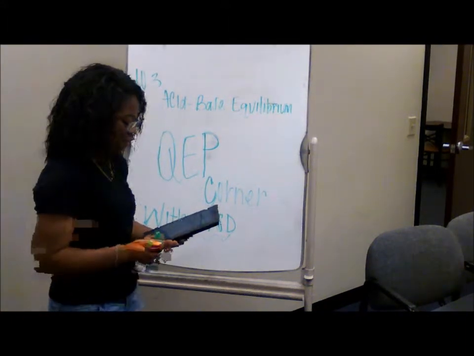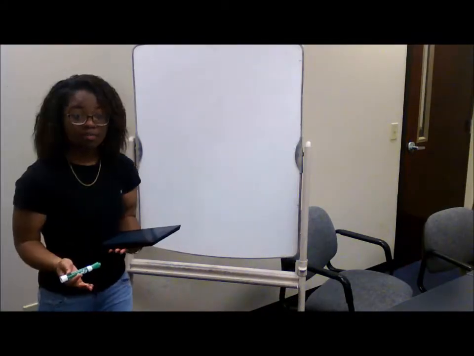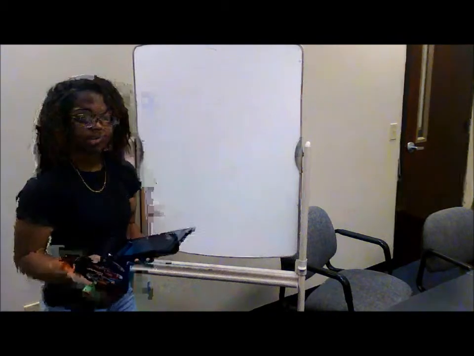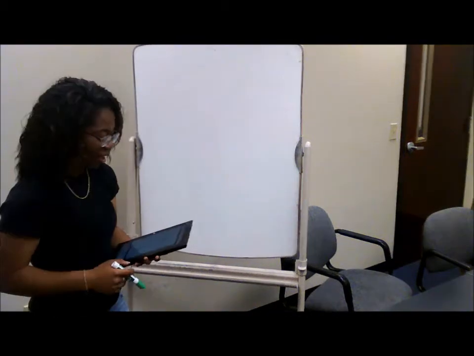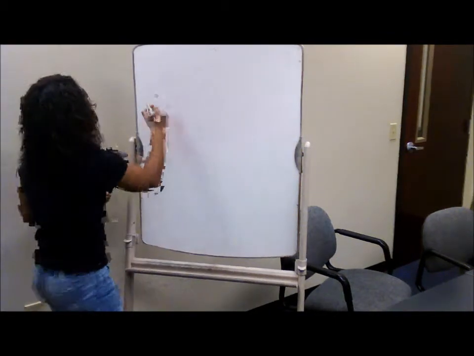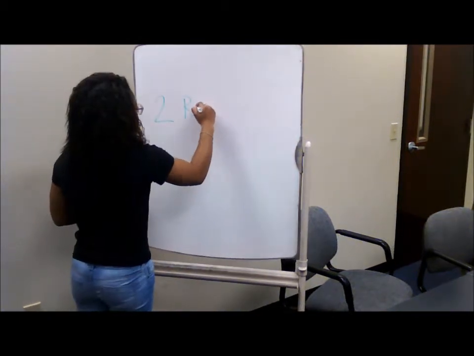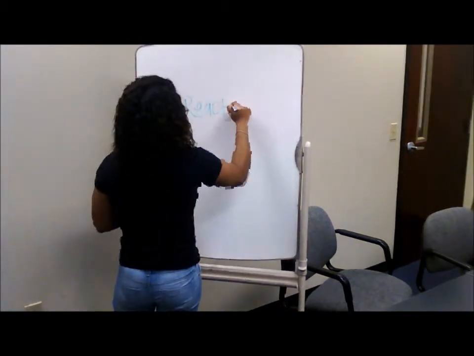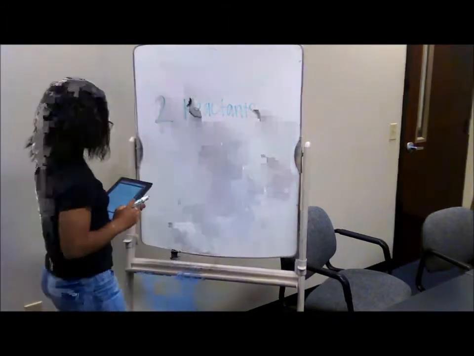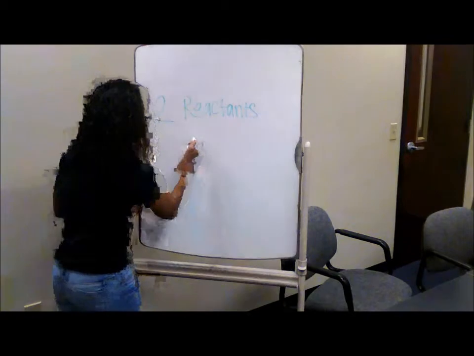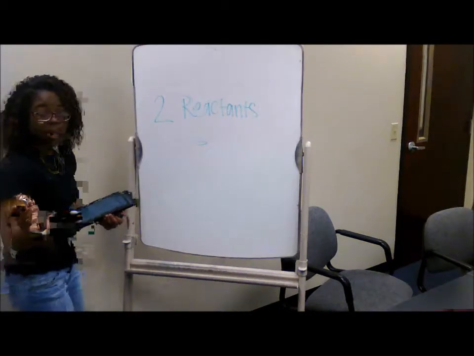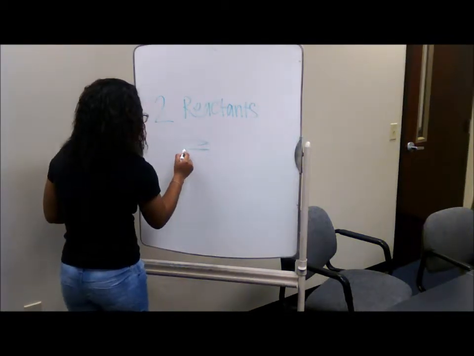Now that you all have the definition of an acid, base, and equilibrium, I would like to go into depth about how an acid-base equilibrium goes about. First off, there are two reactants. There's one reaction that moves forward and another reaction that moves in reverse.